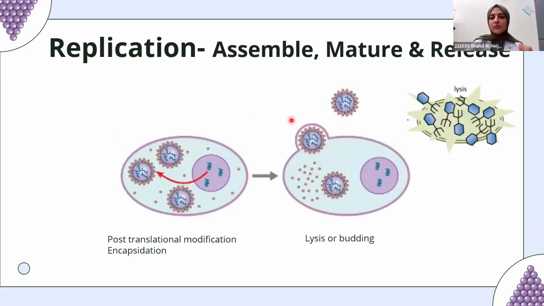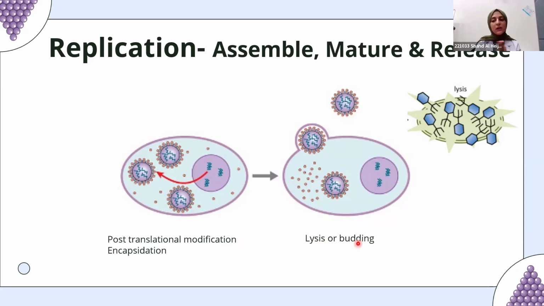Now, assembly, maturation, and release. After we made the nucleic acid and the proteins, now we need to assemble the virus. We have post-translational modification in case we need to glycosylate or adjust the proteins. And then encapsidation. We take everything and put it in the capsid, and now the virus is ready. We generated all the viruses in this factory. Now we need to release them. Release can be either by lysis or budding.